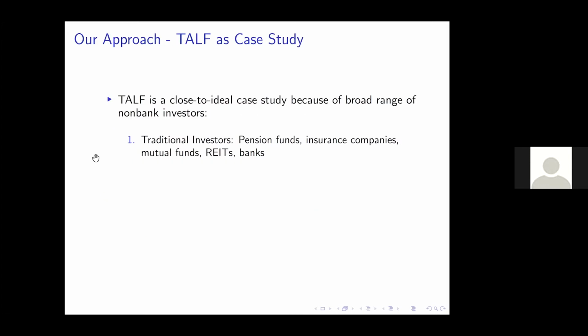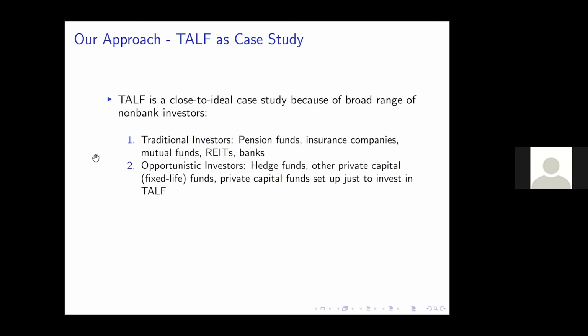We are going to use TALF now as an ideal case study because it has this broad range of non-bank investors. In the ABS space, more generally speaking, the traditional investors were pension funds, insurance companies, mutual funds, real estate investment trusts, and banks. And then with the TALF program, new investors emerged, specifically hedge funds, fixed income funds, meaning mostly asset managers. And then a new type of fund popped up that was solely designed to invest into the TALF program. We are going to denote them as TALF-only funds.